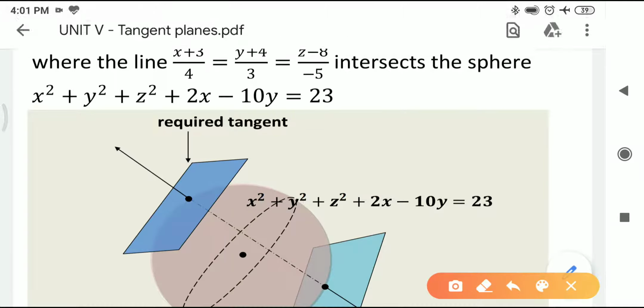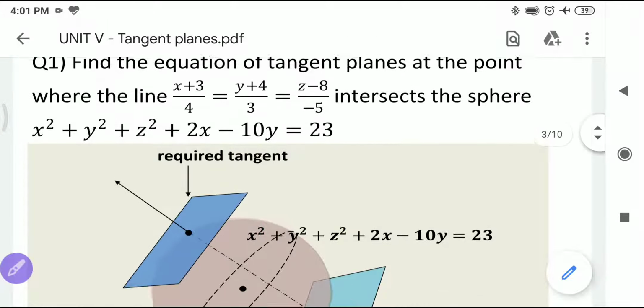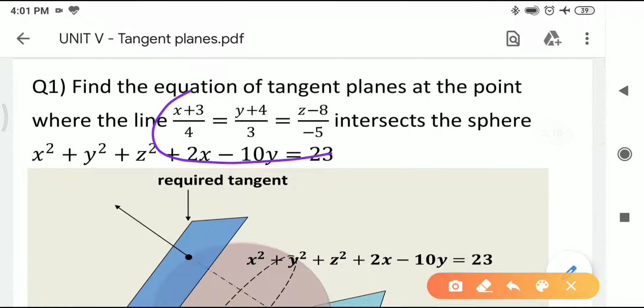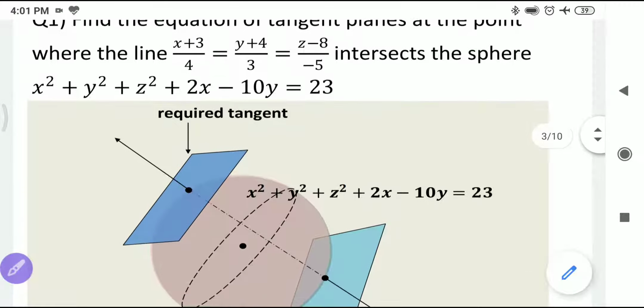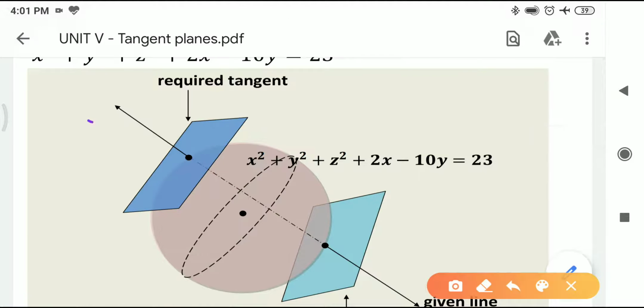Now what is given in this problem? It is given that this is a line which intersects the sphere. If you look at the diagram, when the line intersects the sphere, these are the 2 points where we can draw the tangent to the sphere. So the equations of those two tangent planes we want to find out. Now how to do it? Let's see.